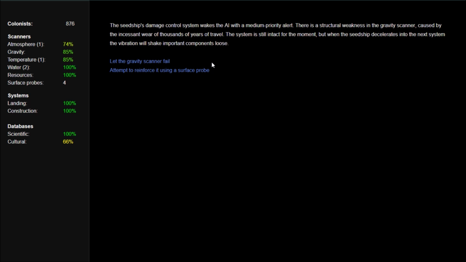Yeah, I'm sorry. System is still intact for the moment, but when the Seedship decelerates into the next system, vibration will shake the important components loose. So let the gravity scanner fail. Reinforce it with a surface probe. Yeah, we'll waste one more probe.